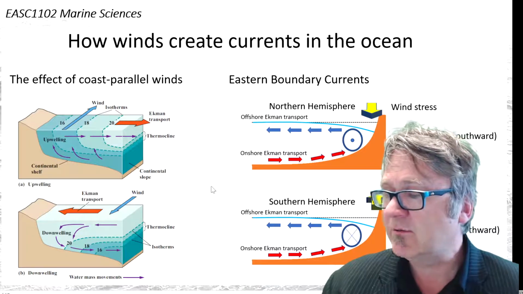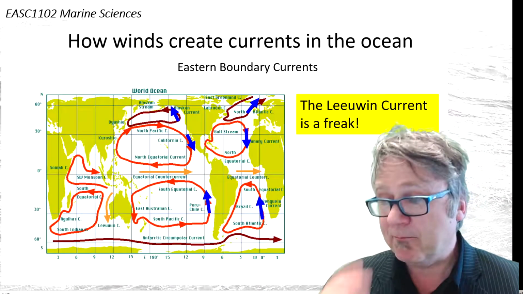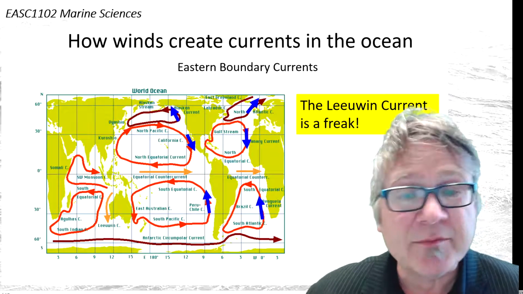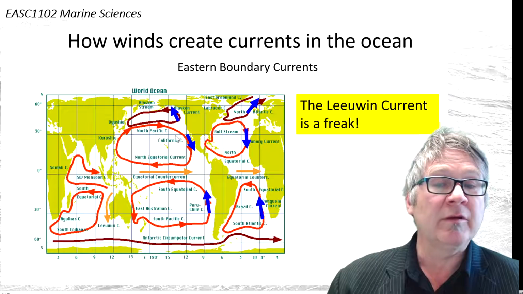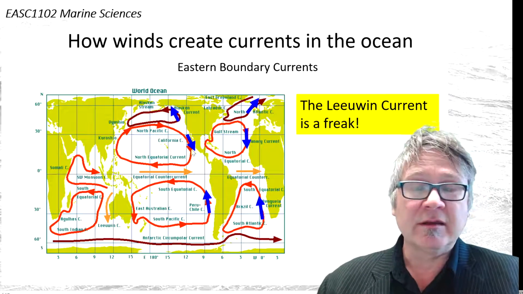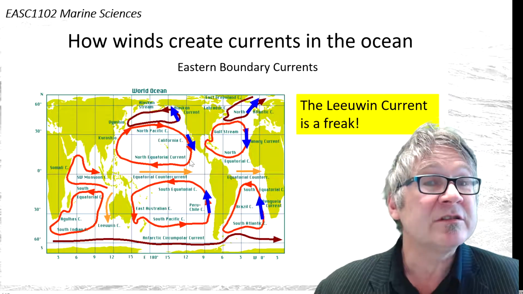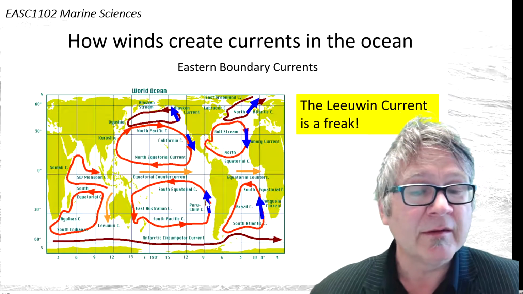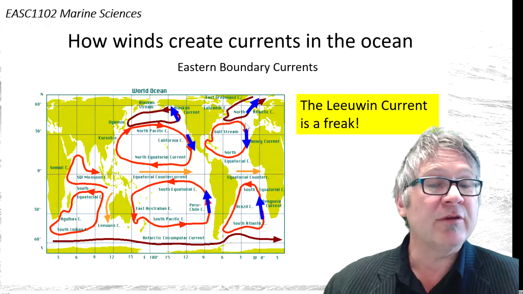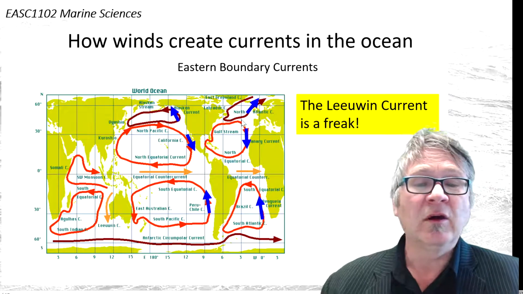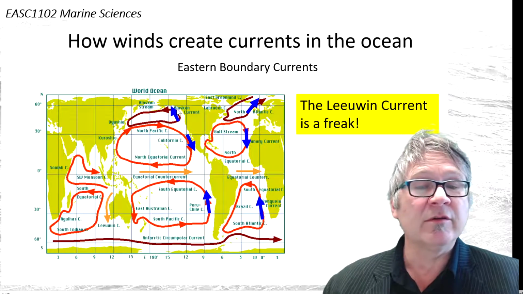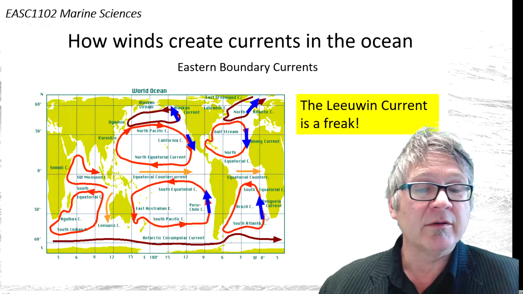And let's have a look at how these flows look on a map. This creates currents, and again, these currents have names. For example, the California current is created like this, by coast-parallel winds. The Peru-Chile current is created like that. The Canary current. Also, the North Atlantic current to some extent is created by that. The Alaskan current. The Benguela current.